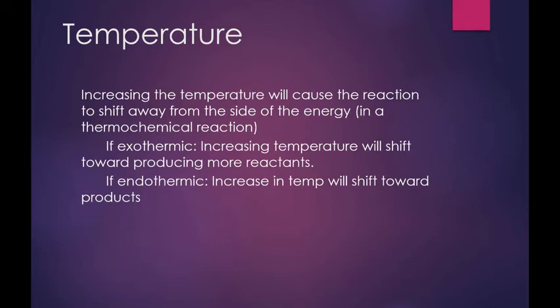And what I mean by that is, say I have, and we're just going to use A, B, and then C plus energy. In this case, this is an exothermic reaction. So in my exothermic reaction, it's kind of like I have my energy as my product. So if I increase my temperature, now my equilibrium is going to be off. I'm going to be down here. So I need to shift to the left.